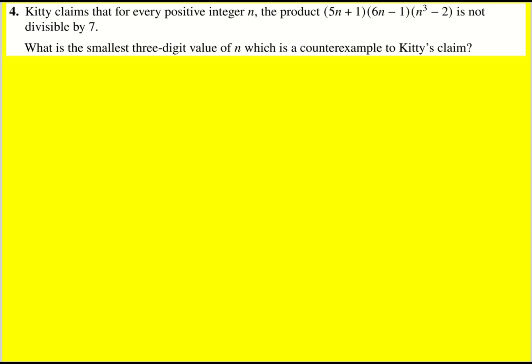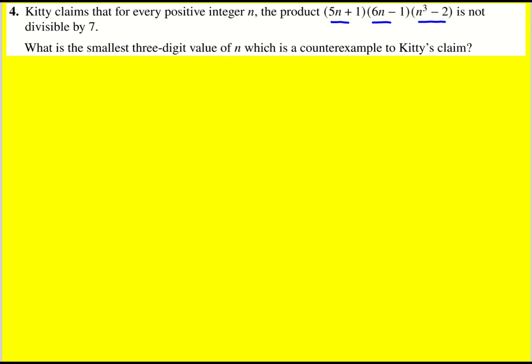It claims that for every positive integer n, the product, as shown, is not divisible by 7. What's the smallest three-digit value of n which is a counterexample to Kitty's claim? So another way of saying this is, what is the smallest three-digit value of n such that this will be divisible by 7?